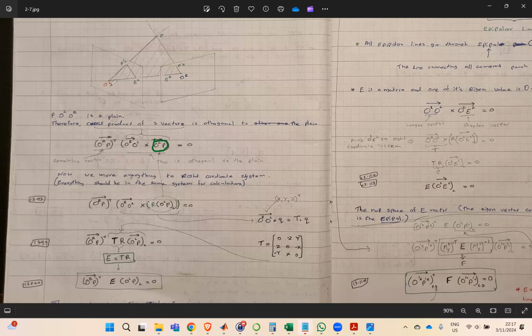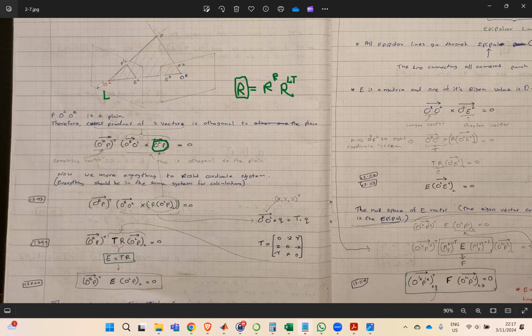The O_L P vector is observed by the left camera. So how to move something from the left camera to the right camera? Multiply with R_R into R_L transpose. Yes, we have a shortcut for that. We call it R. Yes, it is R_R R_L transpose, but now we call it R.